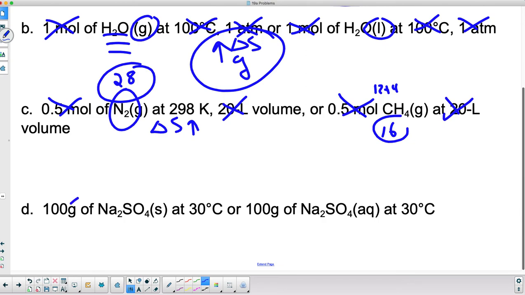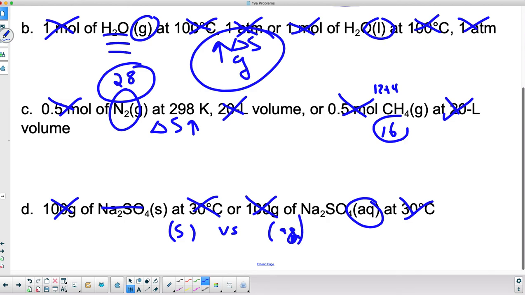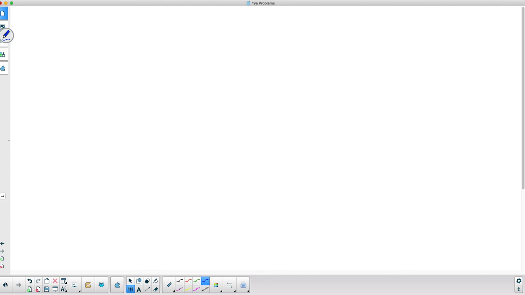So I got D, 100 grams or 100 grams. Let's take a look. 100 grams of this, it's solid. 100 grams dissolved, we just saw, okay, this is the same. The difference is solid versus aqueous. That means automatically our higher delta S goes with the aqueous. Okay, let me just check to make sure there's nothing else. Nope, that looks like that's it.